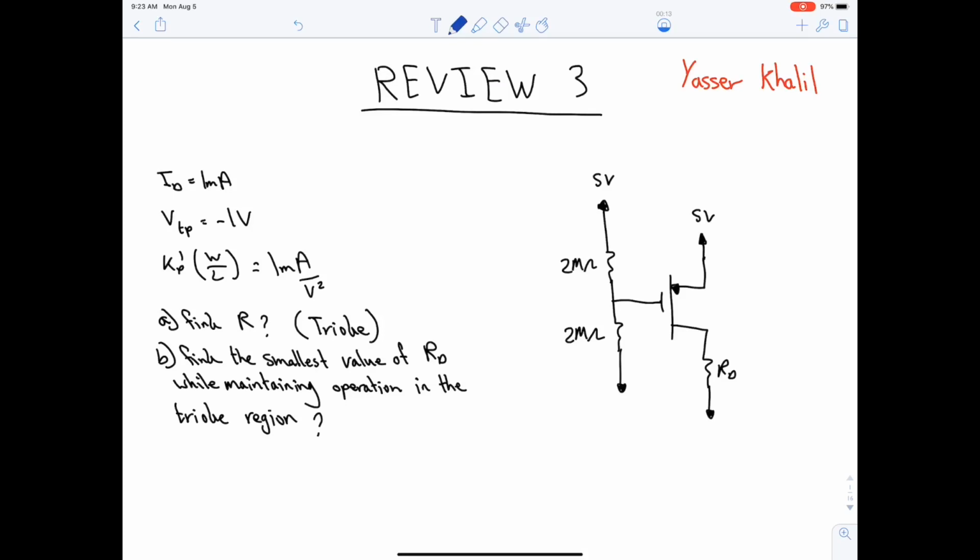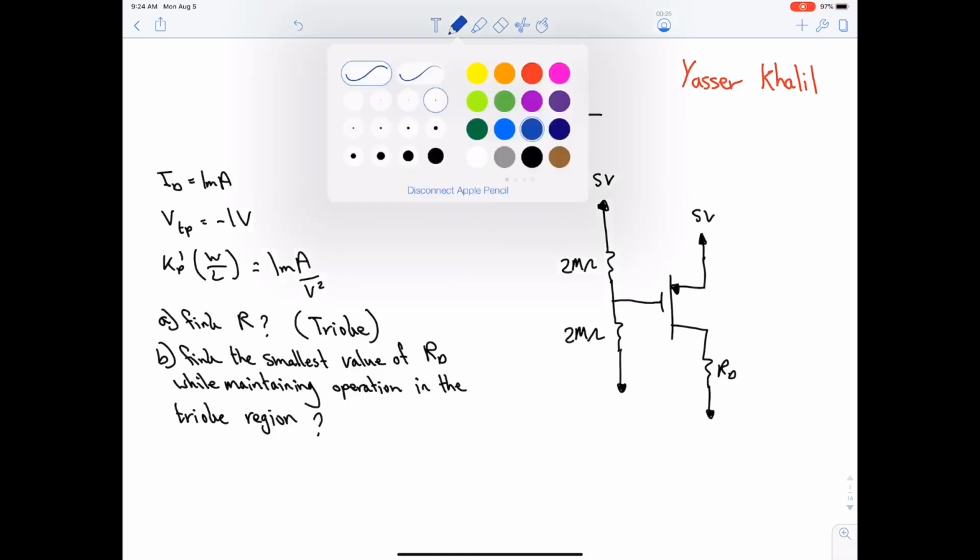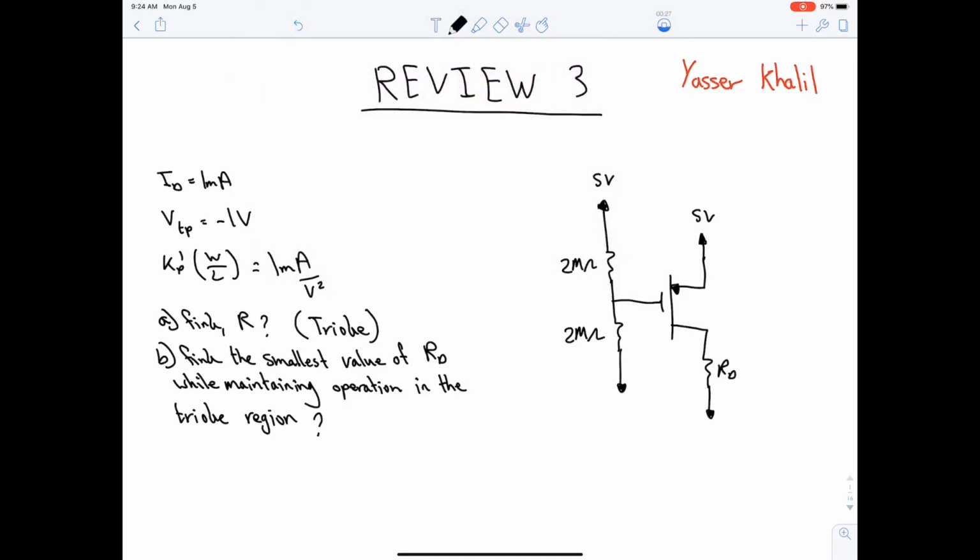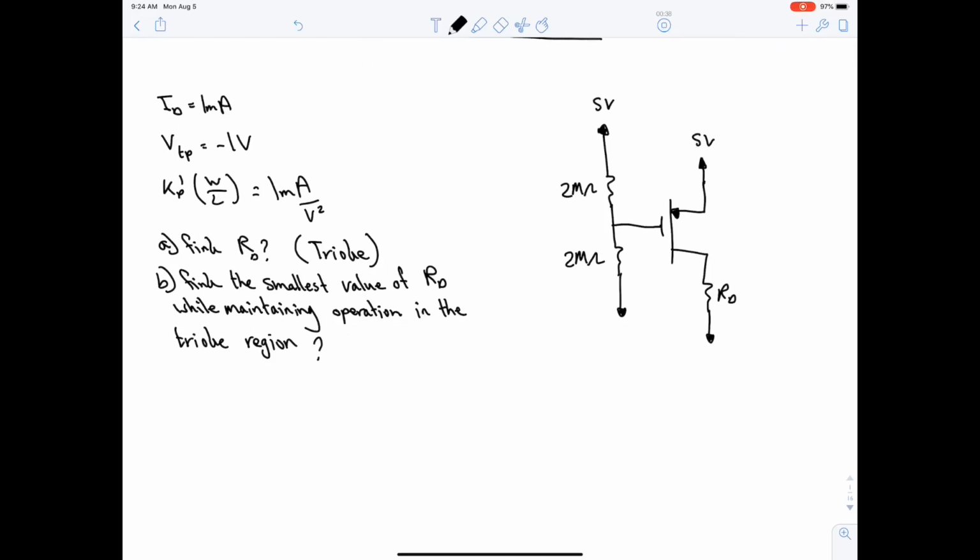Anyway, let's begin. Here we have a PMOS and we were given ID equal to 1 milliampere, VTP, Kp prime W over L, and the question says find RD in the triode region. Part B of the question says find the smallest value of RD while maintaining operation in the triode region. Let's begin with part A.